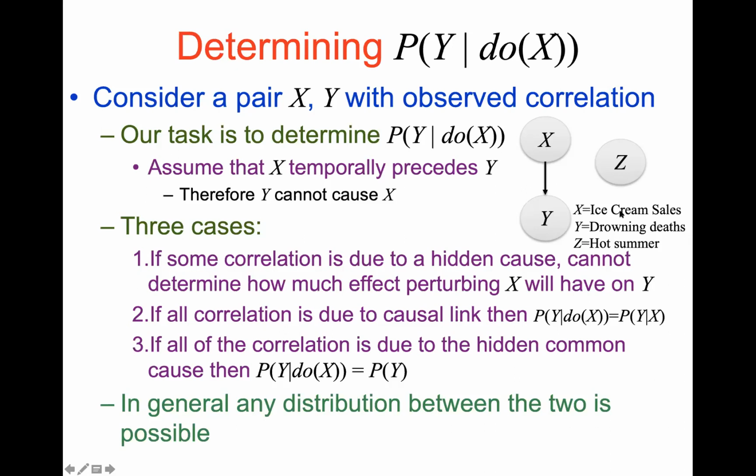So, hidden common cause, what could it be? X is ice cream sales, Y is drowning deaths, and Z is hot summer. It's a common cause. Then all of the correlation between X and Y is due to Z, right? So in this case, Y given do of X will remain probability of Y. It's not that X doesn't influence it. In general, any distribution between the two is possible.